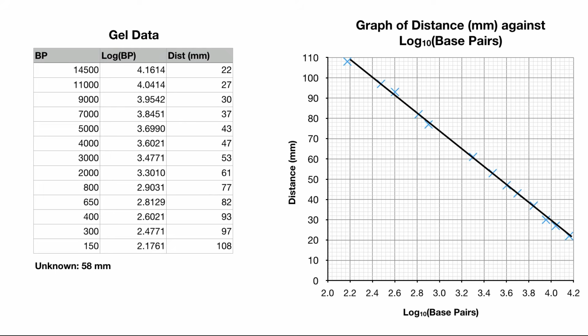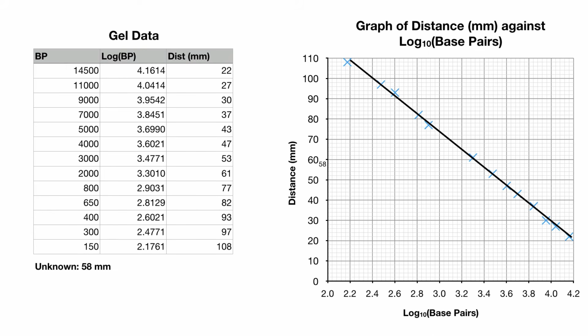Now we know the band of interest, the band in lane 2, the one which we're trying to determine the size of, has travelled 58 millimeters down the gel. Therefore, we find 58 on the distance axis, we draw a line across until it intersects with the curve, the straight line on our calibration curve, and then we drop a line down to the log 10 base pair axis and read off the value, which in this case is 3.36.